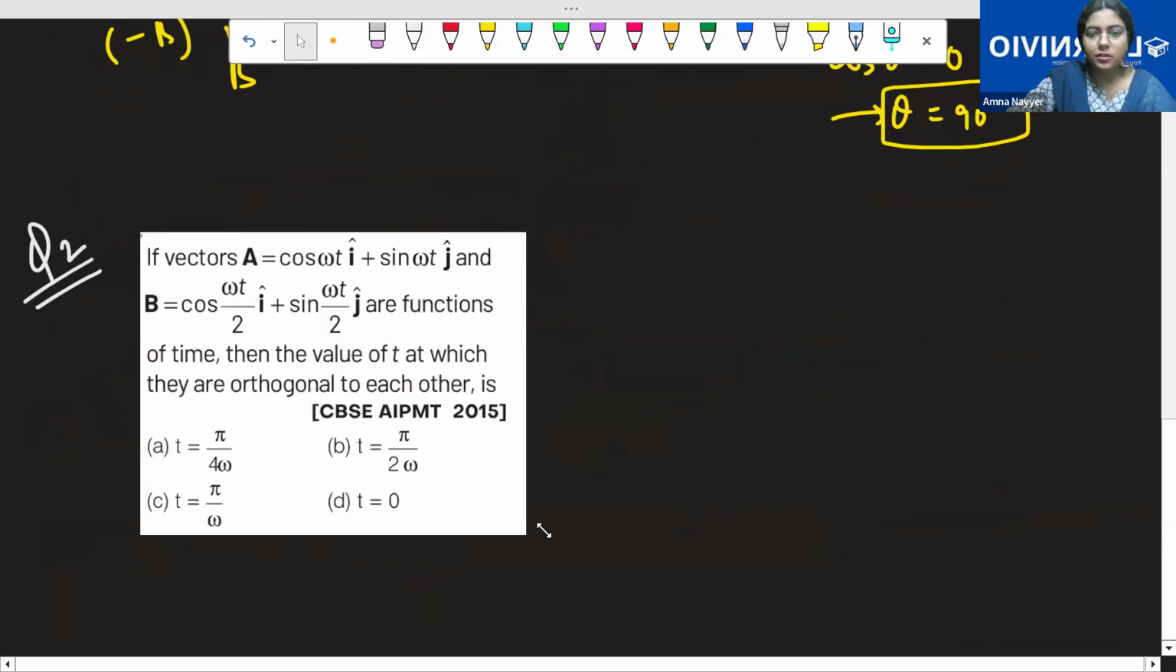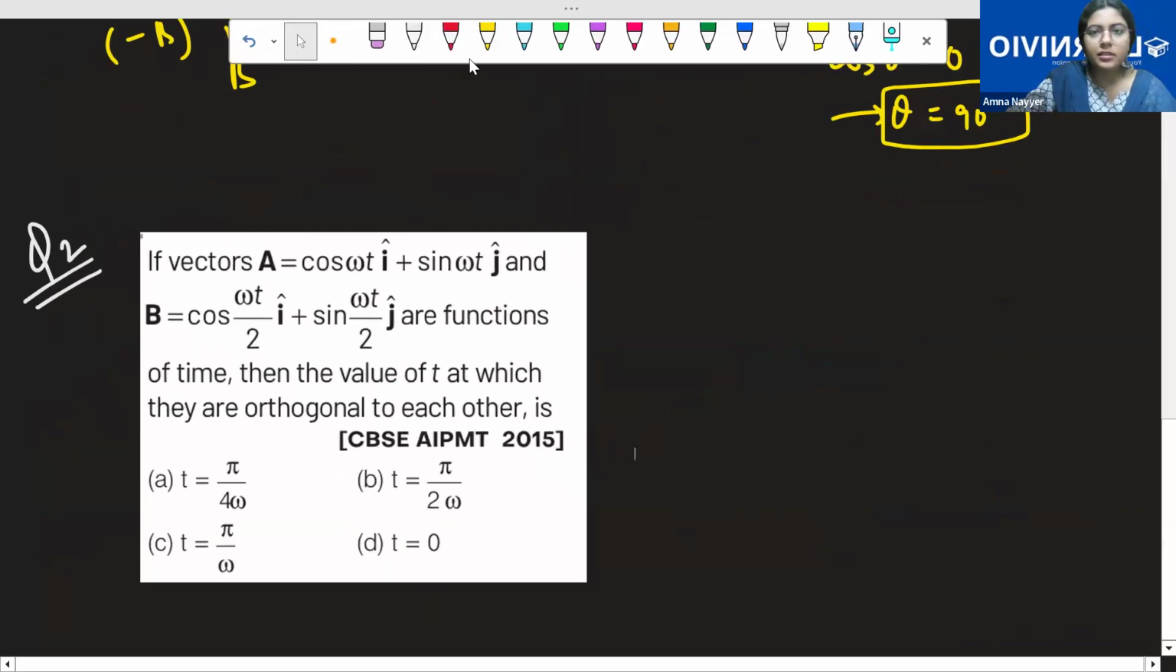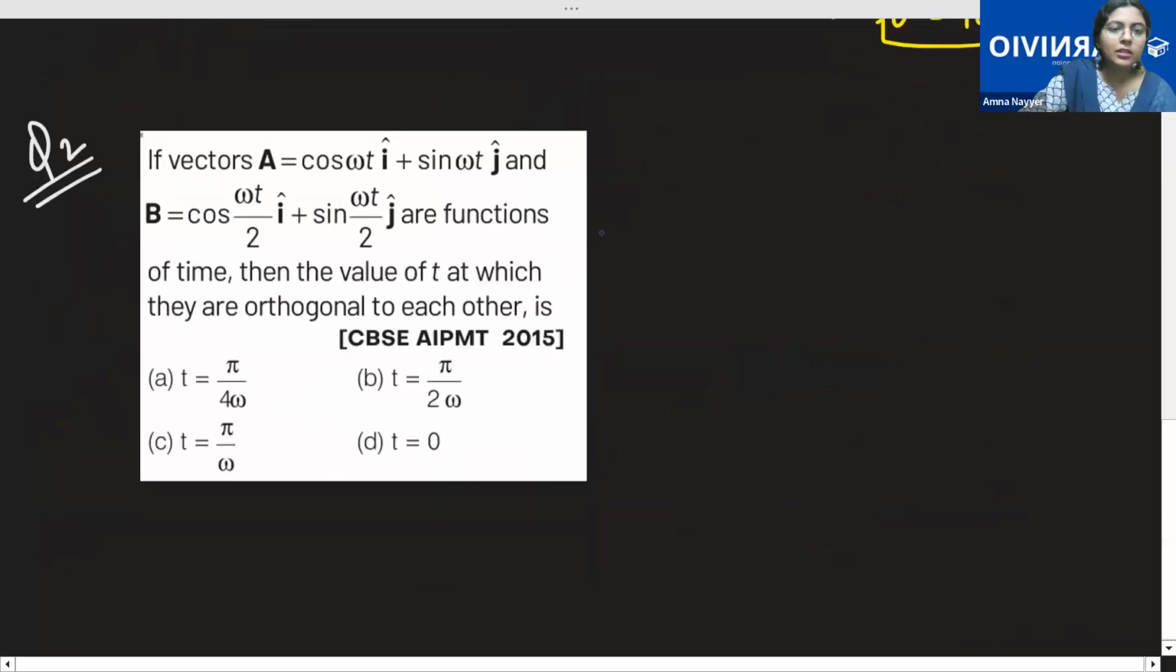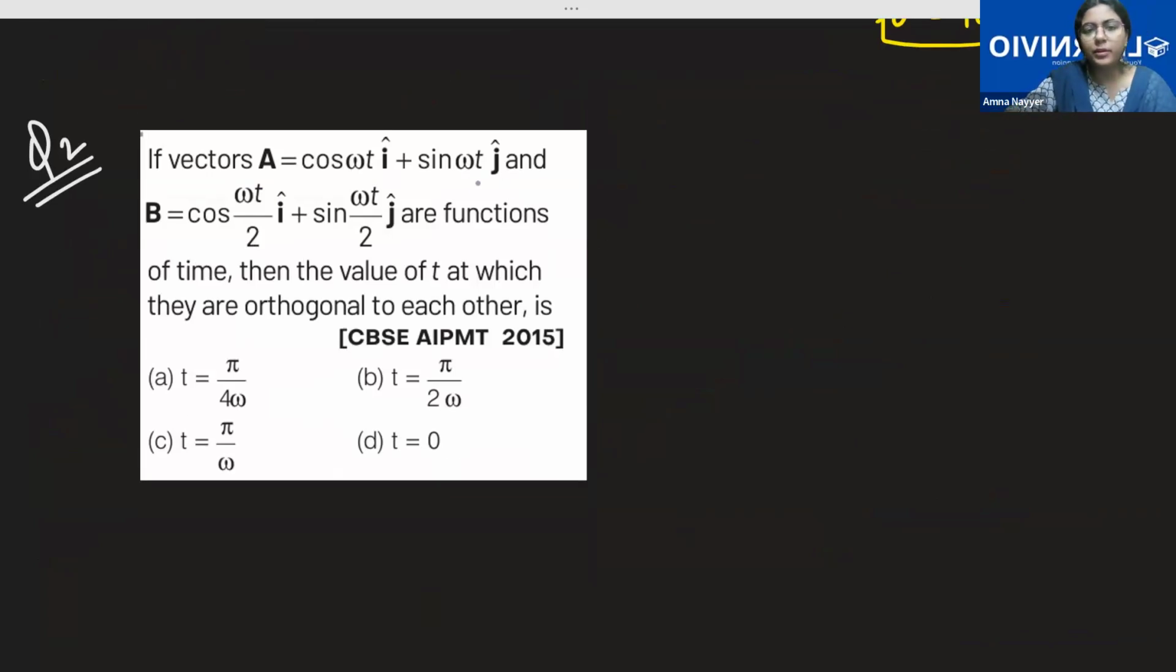Now, this is the question. Let me discuss it. This is a vector, cos omega t i cap plus sine omega t j cap. This is one vector given. B is cos omega t by 2 i cap plus sine omega t by 2 j cap. It says they are orthogonal to each other.